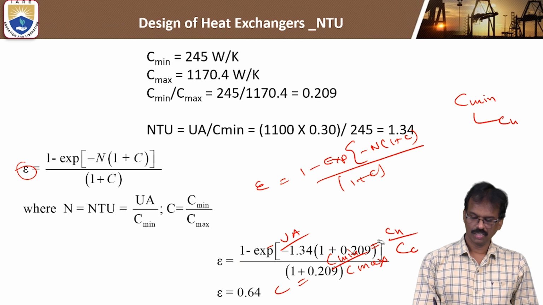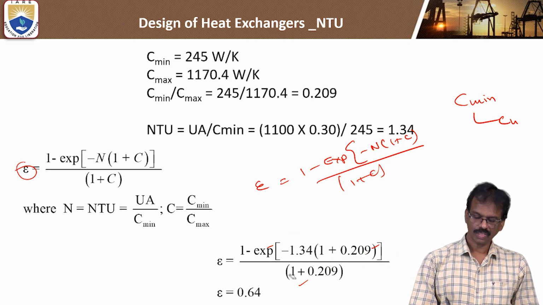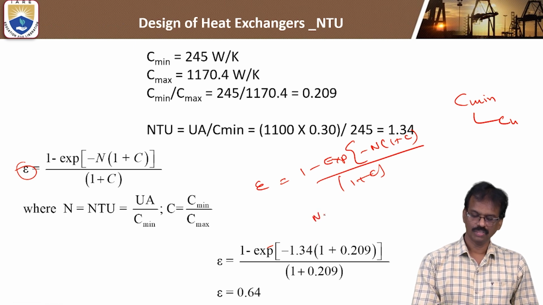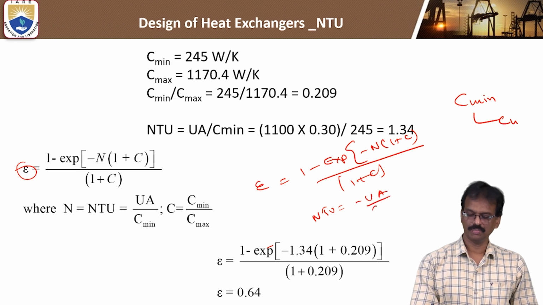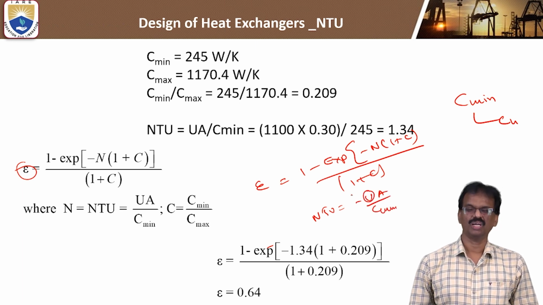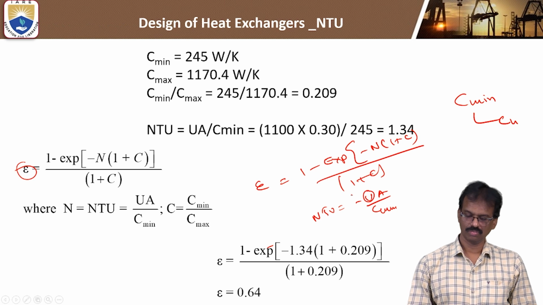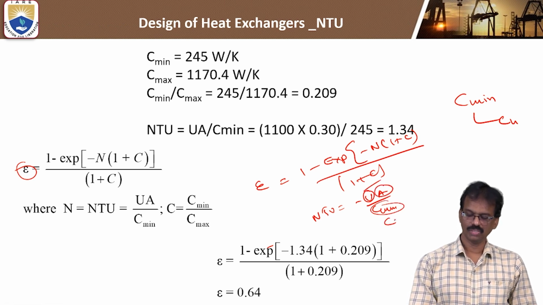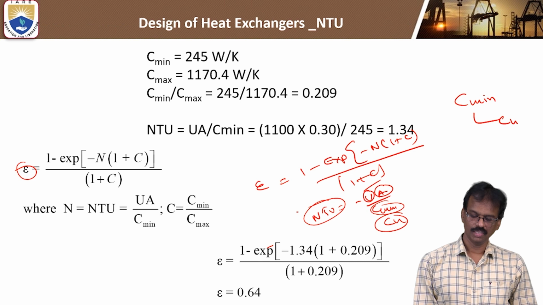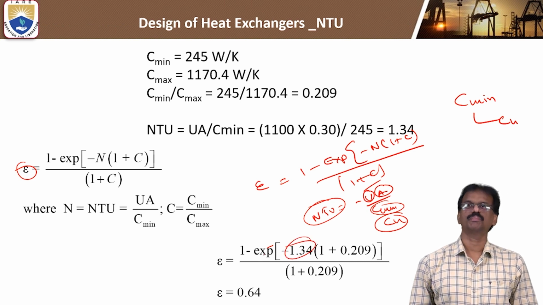Just like here, direct values are substituted. So this is the 1.34, that is the NTU. NTU is nothing but UA by C minimum. The overall heat transfer coefficient is already given, area is also given, and C minimum is CH. So you know all the values. If you substitute the values, you will get the NTU. So that value is equal to 1.34.